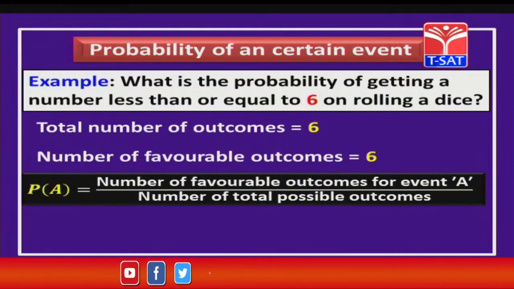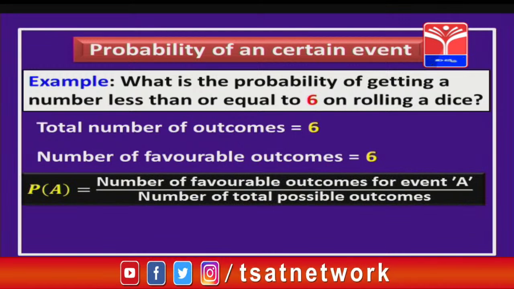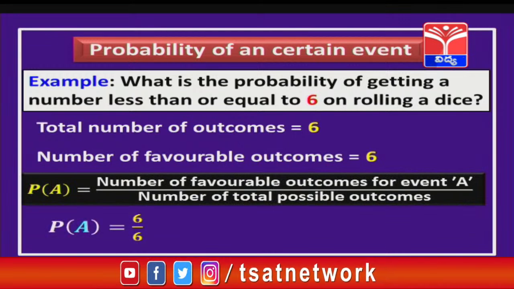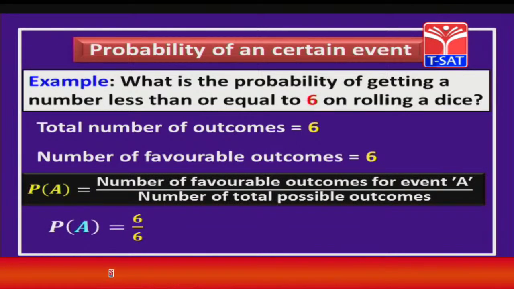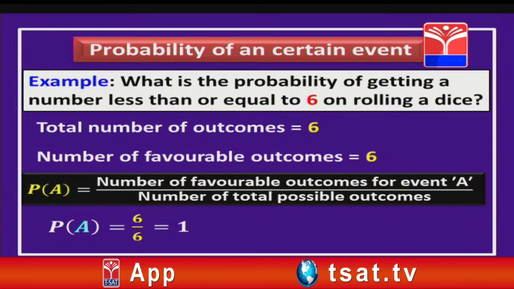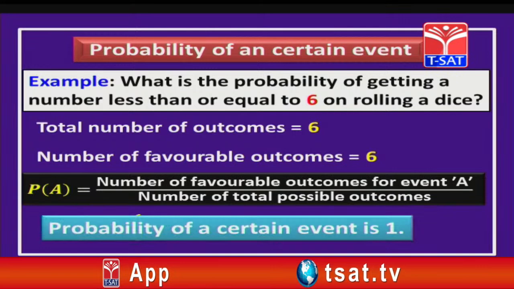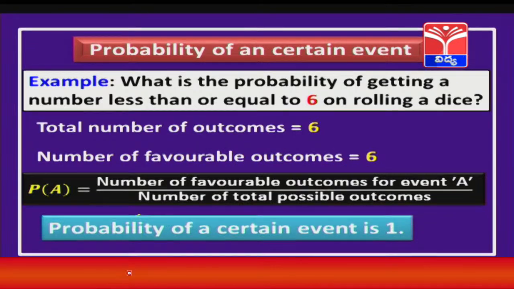So, again substituting in the formula of probability. On substituting the values, I get P of A is 6 by 6. So, on simplification, you get it as 1. That means, we can say that probability of a certain event is always 1.